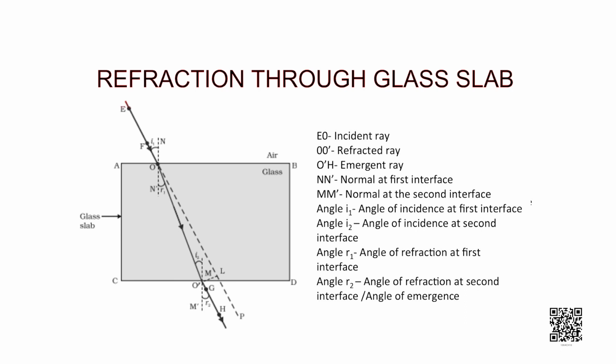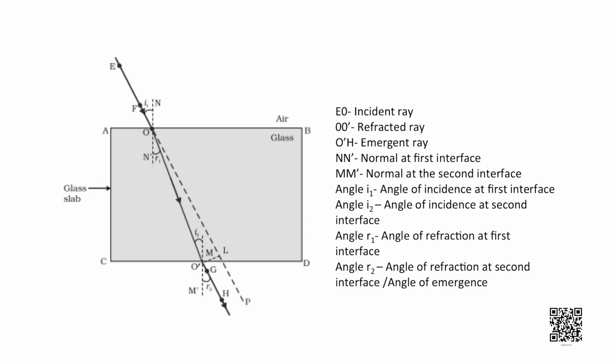Here, EO is a ray of light incident on interface AB. I hope you know that an interface is the boundary separating two transparent media. N dash is the normal to the interface at the point of incidence. It is important to draw the normal as the angle of incidence will be taken as the angle between the incident ray and the normal at the point of incidence. Similarly, the angle of refraction is taken to be the angle between the normal and the refracted ray.